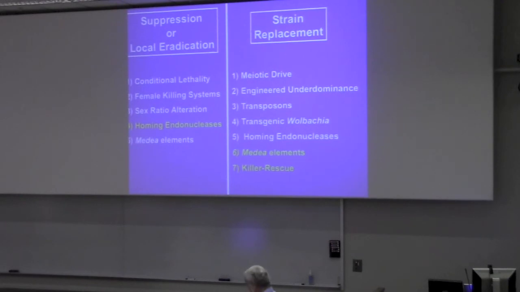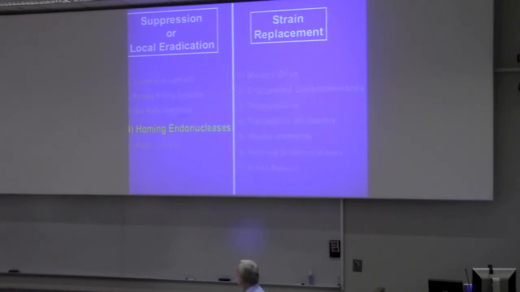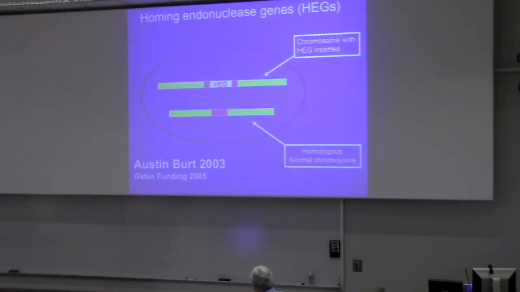So first, to talk about homing endonucleases. Homing endonucleases can actually be used in either of these kinds of approaches. So what is a homing endonuclease gene? It is a gene that's found in bacteria, in yeast, and some other organisms, but had never been found in diploid higher organisms like insects.